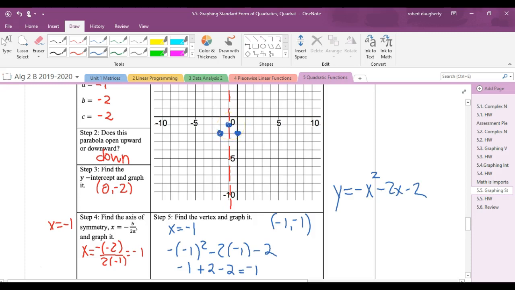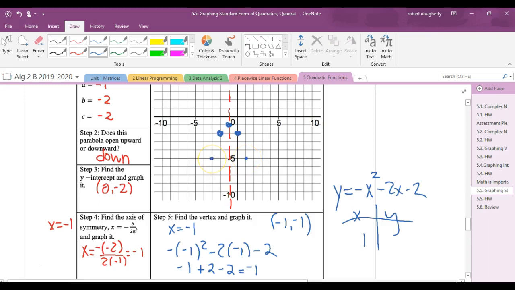Okay, which way is this parabola opening? Down, okay? I've got these points that are very tight together here. Let's just try to get one other point and see what it's doing. So let's just figure out what happens if x is 1. If I plug a 1 into this equation, that's negative 1 minus 2. What's negative 1 minus 2? Negative 3. What's negative 3 minus 2? Negative 5. So 1, negative 5 is right here.